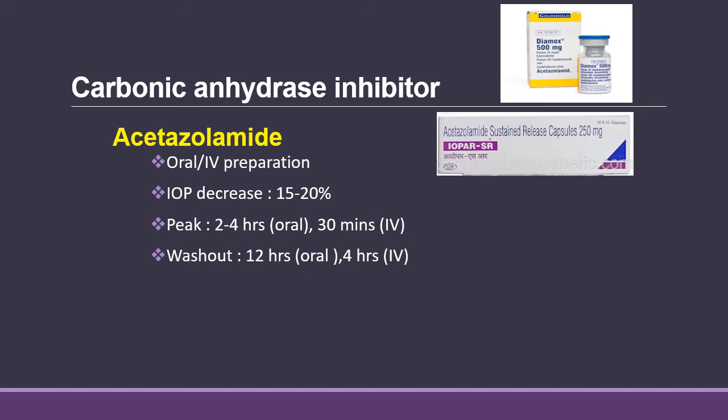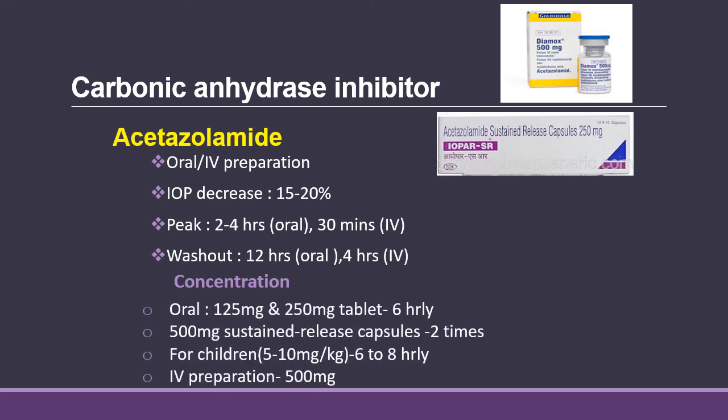First we go for acetazolamide. It comes in oral or IV preparations. It reduces IOP by 15 to 20%. Peak occurs at 2 to 4 hours for oral and after 30 minutes for IV. Washout is generally 12 hours after oral and 4 hours after IV administration. For oral we can use 250 mg tablets or 125 milligram tablets 6 hourly. Also it comes in sustained release preparations. IV preparation dosing is 500 mg.